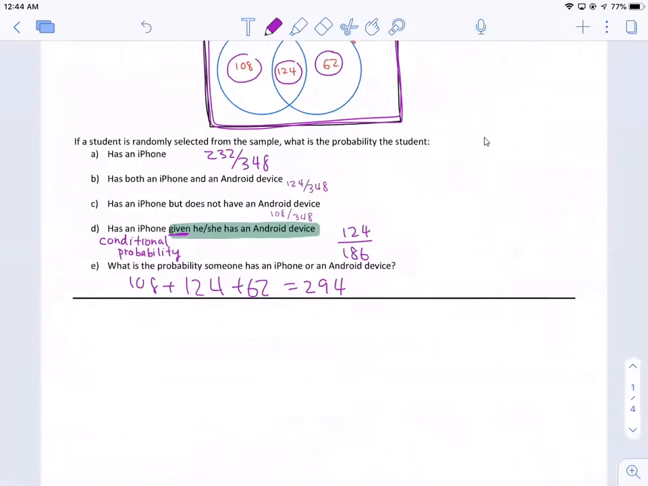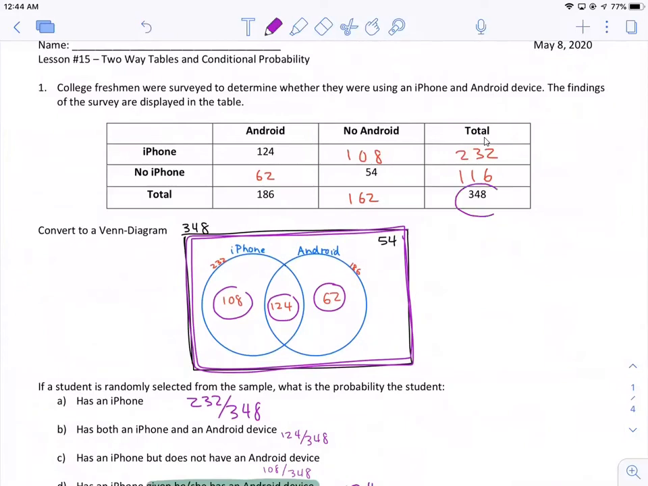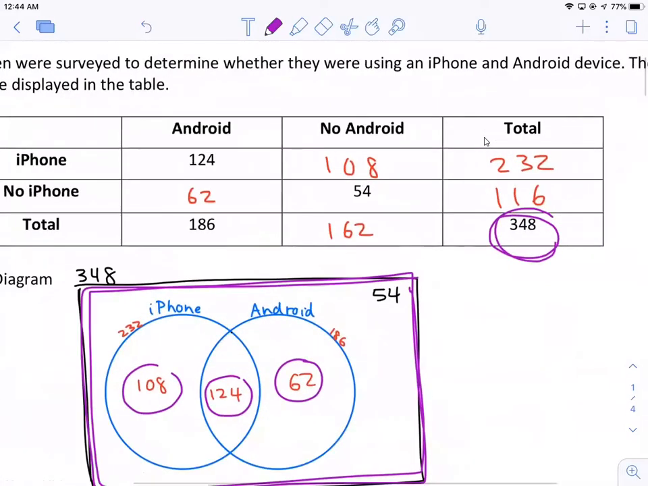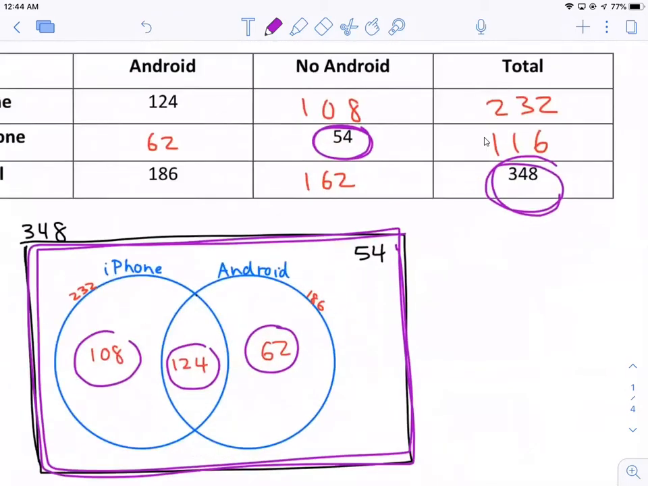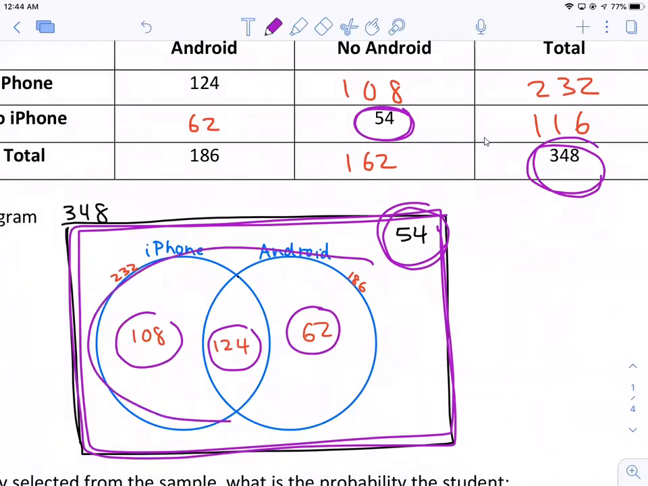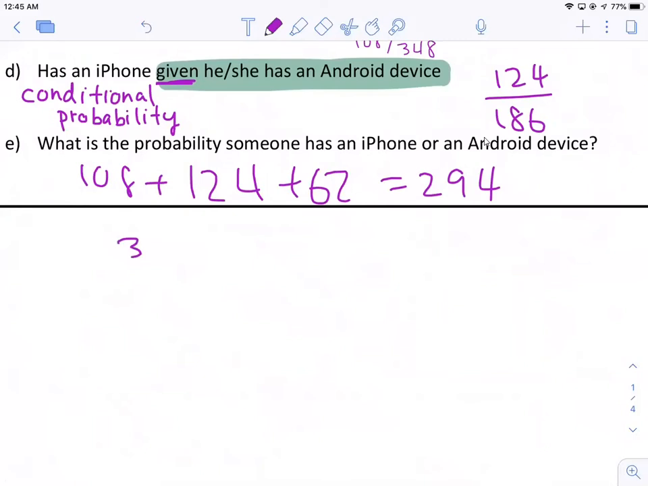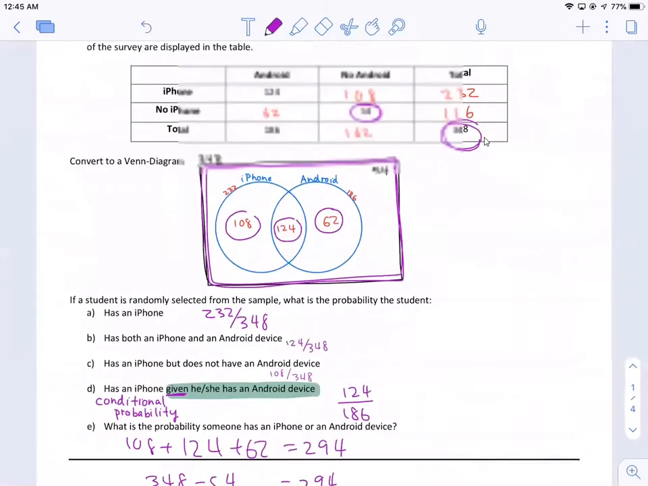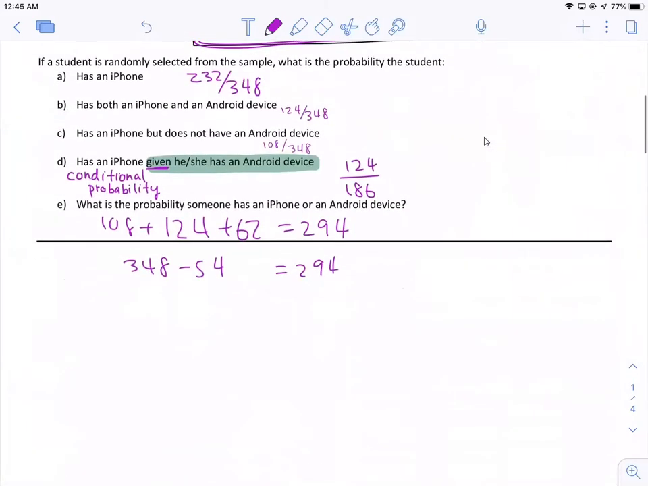We can also do the total number minus people that don't have an iPhone and also don't have an Android. So we can minus the neither category because that's out here. So we minus that, that's going to give us everyone in there. So that's another way we can do it. We can also do 348 minus 58. That's also going to equal 294. I think I subtracted the wrong number. That has to be 54 for it to work out. Is that right? Yeah, the neither is 54.